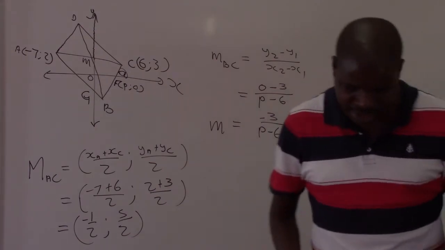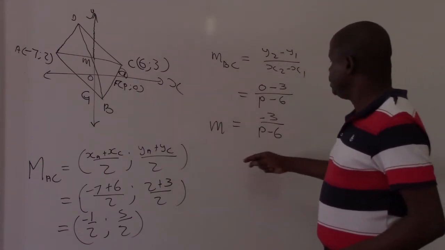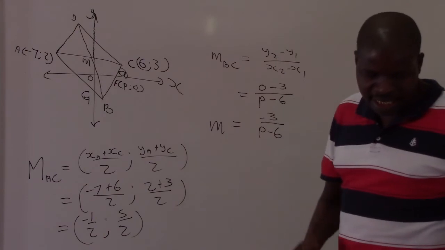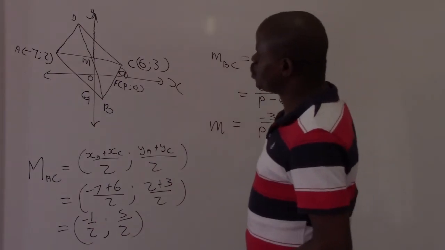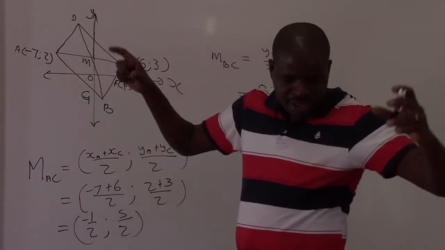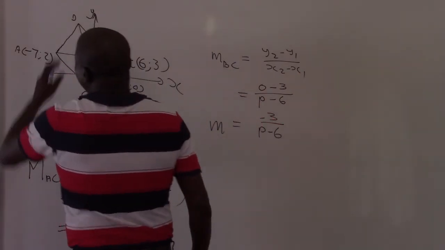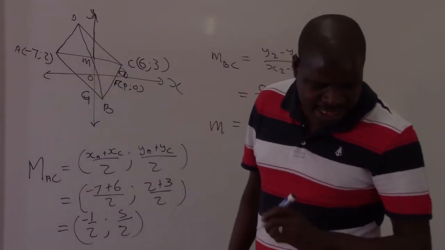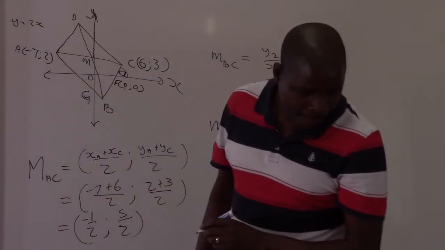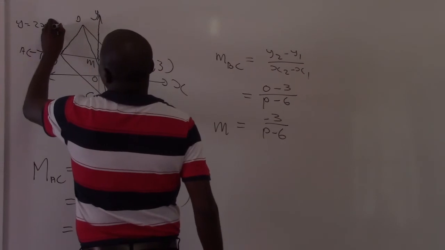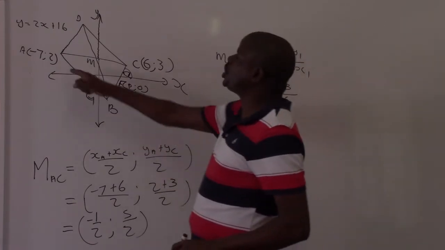And then they say, hence calculate the value of P. That is the other question. Now they said find the gradient of BC in terms of P, and then hence find the value of P. What are we given in the above information? We are given that the equation of the line AD is y equals 2x plus 16. That is the equation of AD.